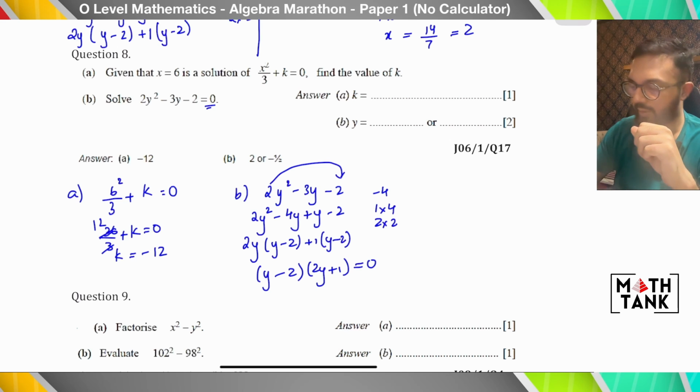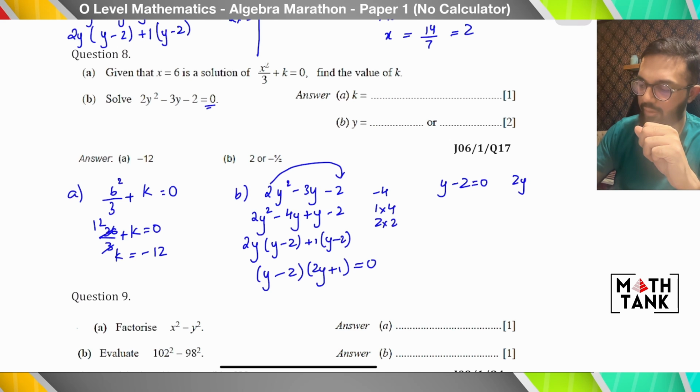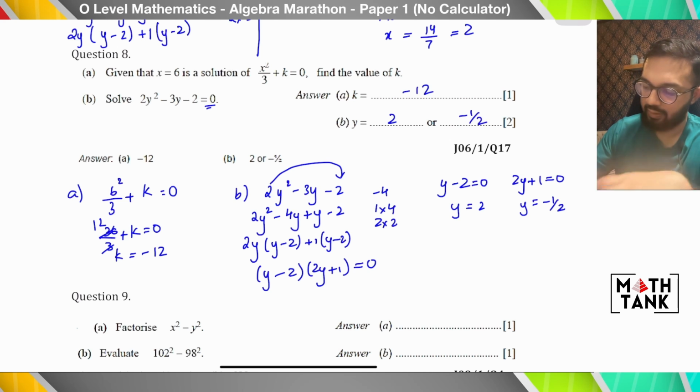This is an equation, so I'm going to go on and say that either this equals to 0 or that equals to 0. So y equals to 2 or y equals to minus half. Okay, it was minus 12, 2 and minus half.